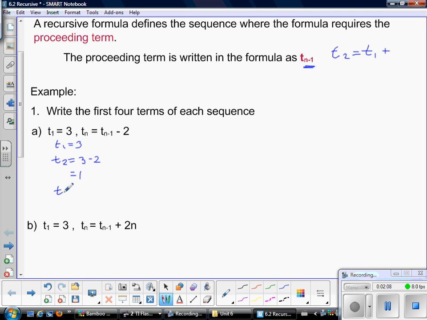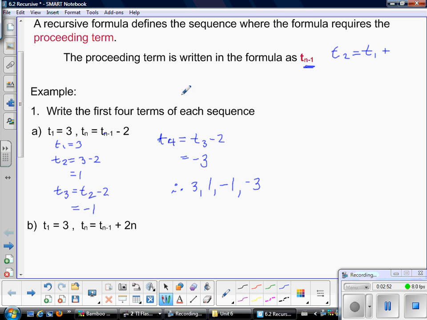T3 means I need term 2. I'll just write that down, term 2 minus 2, which would be negative 1. It might be easier to understand it that way. T4, don't need t5 yet, is term 3 minus 2. Term 3 was negative 1, so now I have negative 3. So there are the first 4 terms of that sequence: 3, 1, negative 1, negative 3.